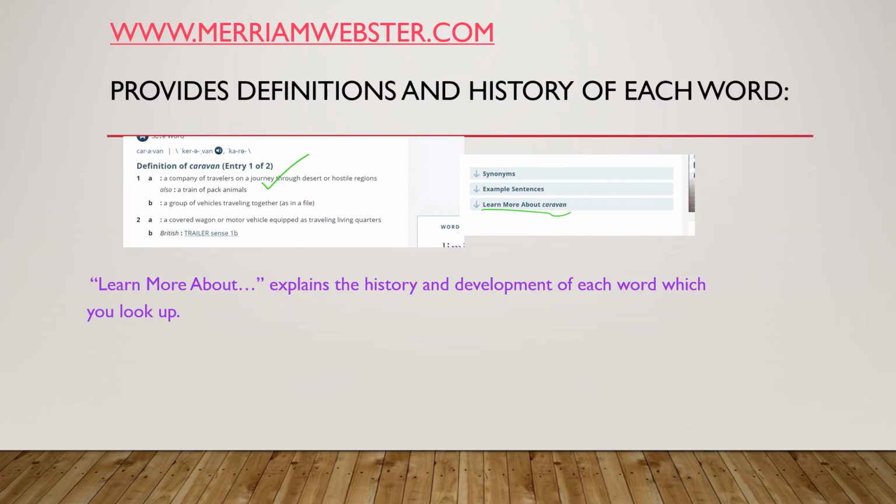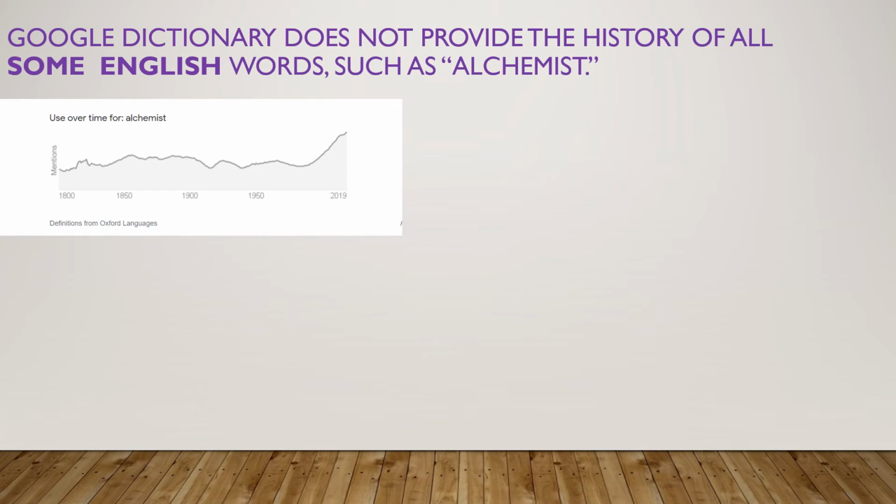Like Google Dictionary, Merriam-Webster.com gives you definitions, example sentences, and the history of most words in English. However, Merriam-Webster is more likely to contain more information about the etymology or the history of each word which you look up. Google may not consistently provide the history of all the words which you look up.